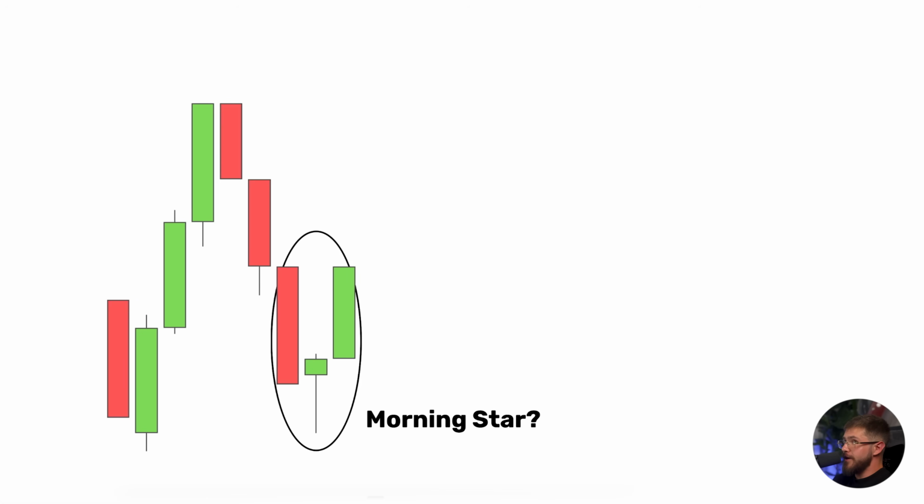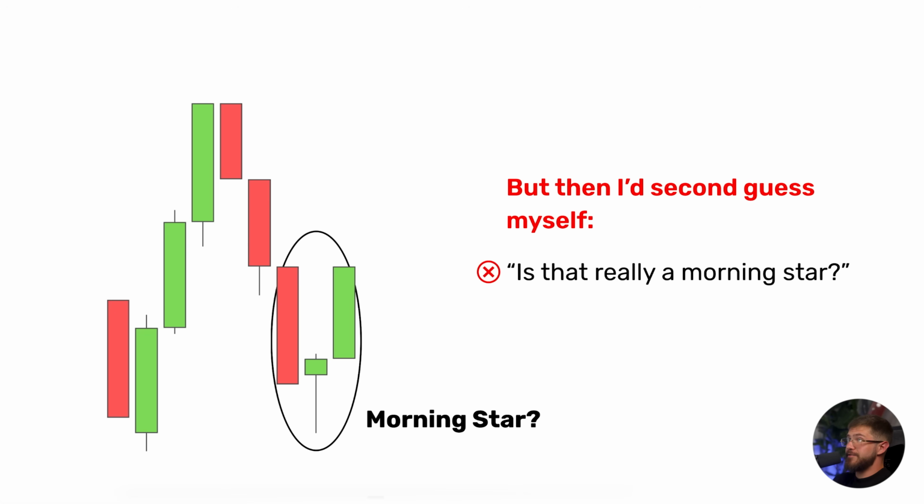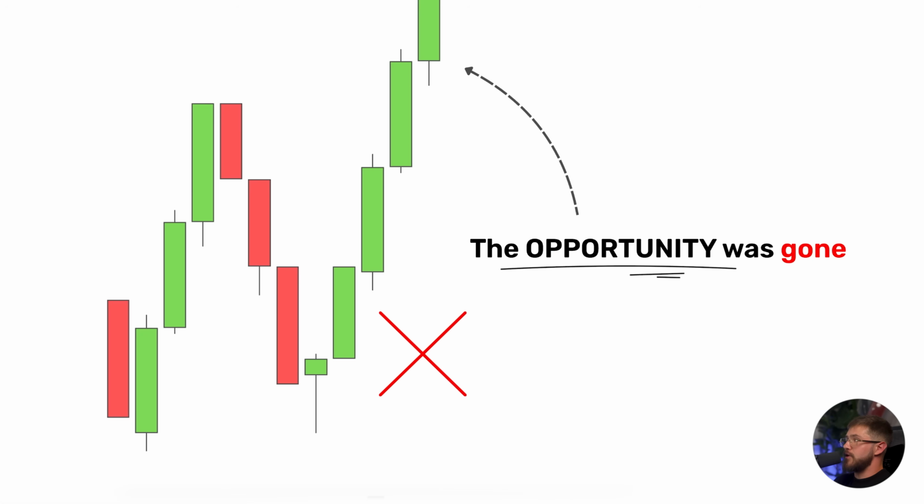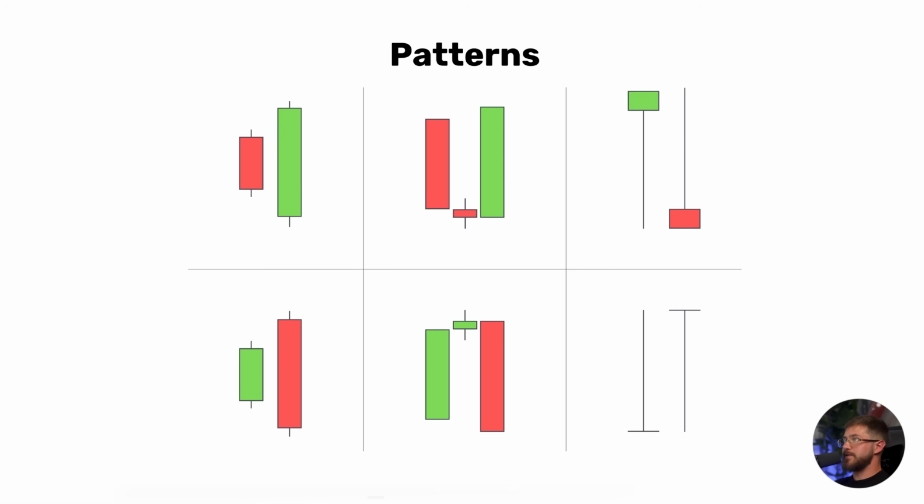I'd see what looked like a morning star, but then I'd second guess myself. Is this really a morning star, or is it something else? What if I'm wrong? And I would spend so much time trying to match what I was seeing to the patterns in my notebook that by the time I made a decision, the opportunity was gone. And here is what I realized was happening.